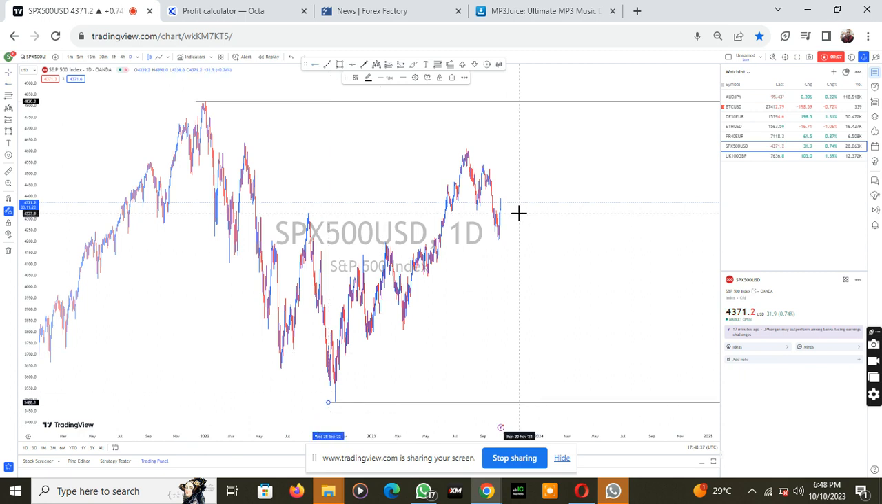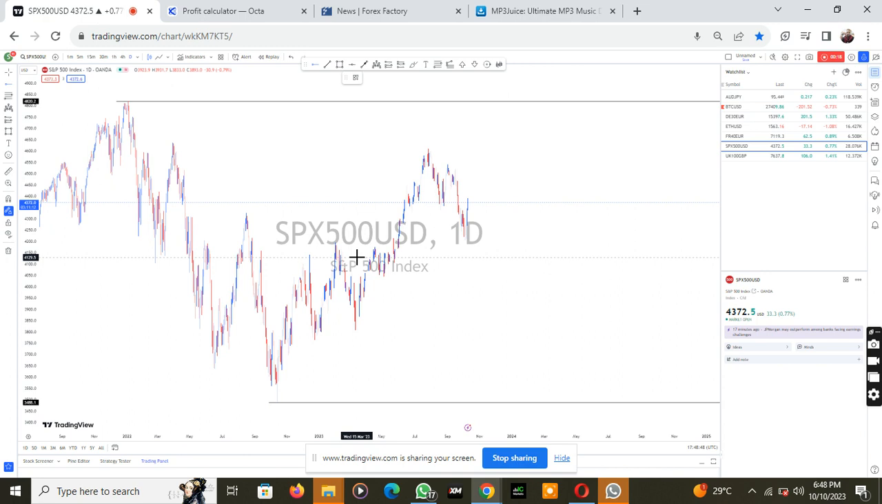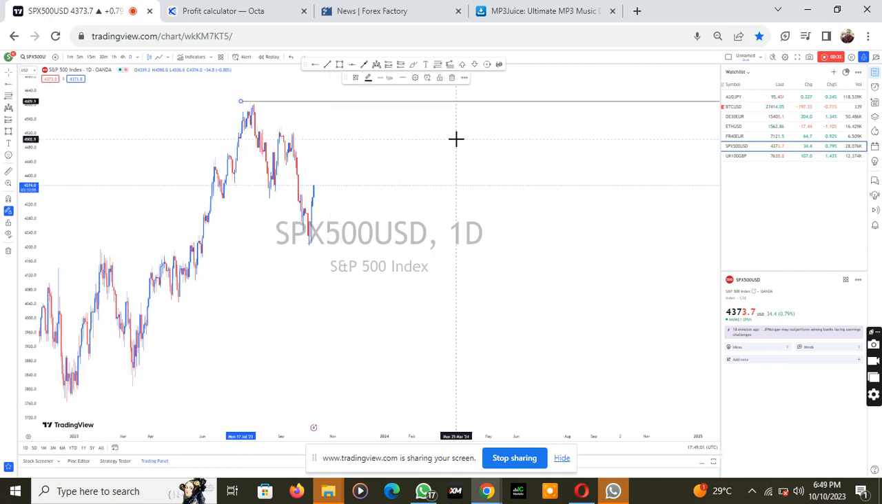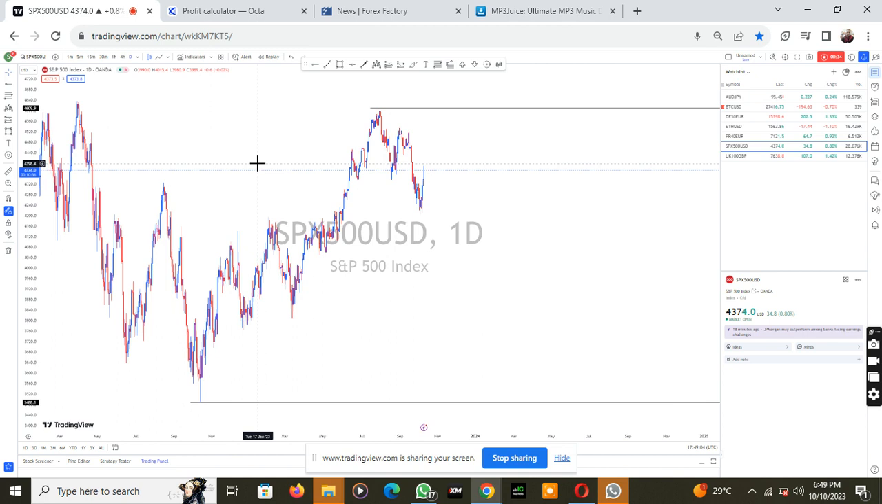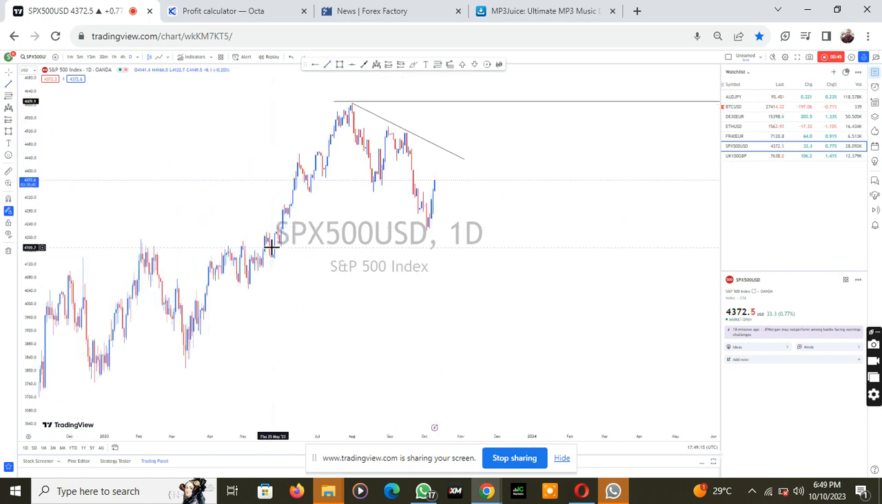Today I decided to make a little bit of changes in my analysis, not analyzing the regular pairs as usual. We usually analyze AUD, USD currencies and indices. So today I decided to analyze a bit of a different asset altogether. I know some of you guys don't usually trade S&P 500, but I decided to make an analysis on S&P 500 today. For those who usually invest in this asset, it's a good way to go.